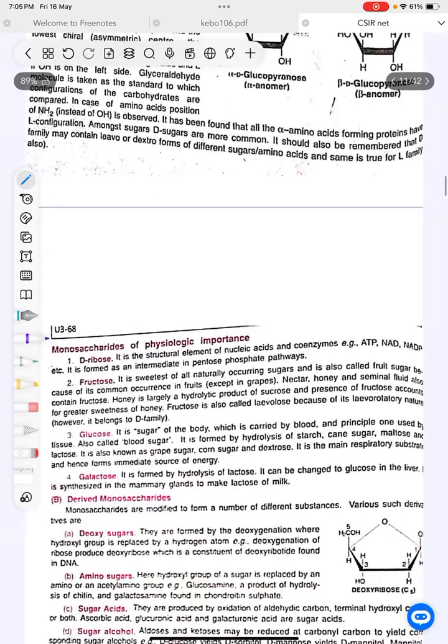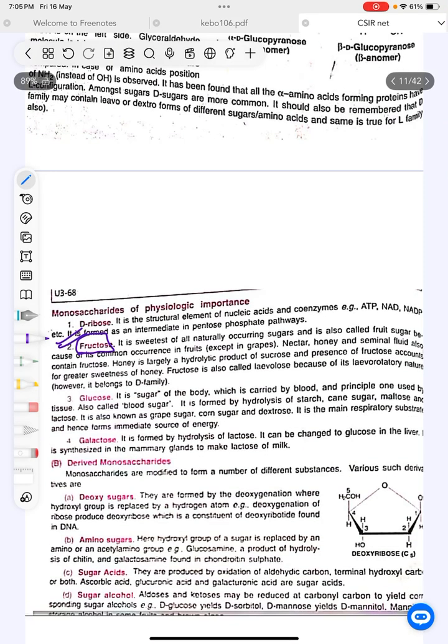So it is basically fructose. This is given in the elementary. It is the sweetest of all naturally occurring sugars and is also called fruit sugar.